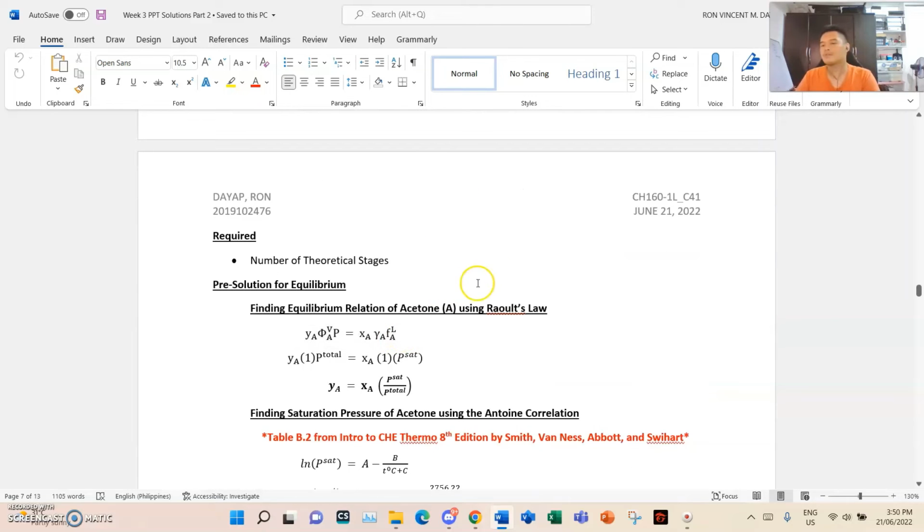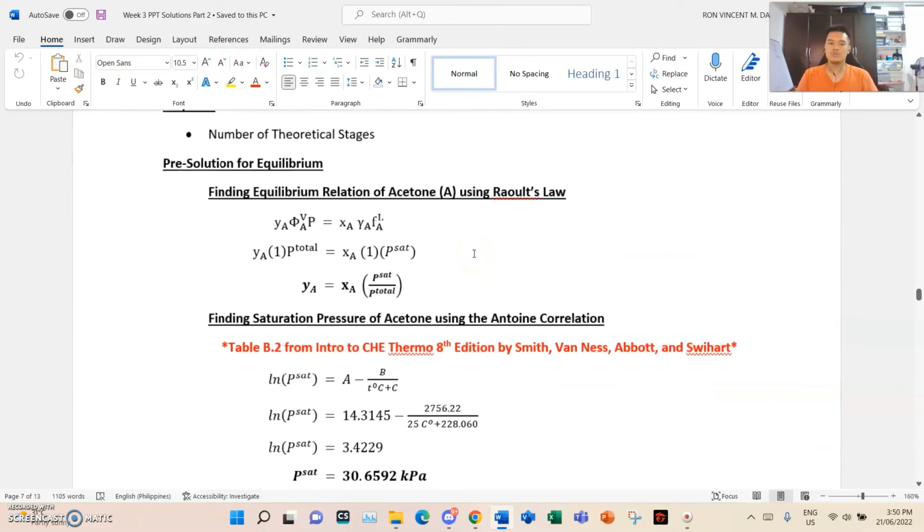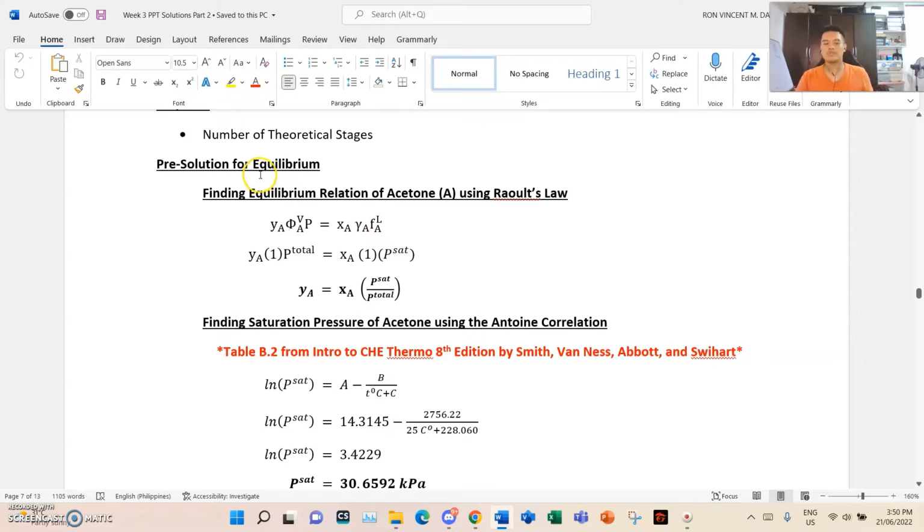So the required is the number of theoretical stages. What we need to do is a pre-solution for equilibrium, to find the equilibrium relation of acetone A. If you have solution thermodynamics under your belt, you might be familiar with this type of equation. In creating an equilibrium equation of a certain component, you just need to equate its liquid phase and its gaseous phase. Its gaseous phase has this form and its liquid phase has this form. Under Raoult's law conditions, this component is equal to 1.